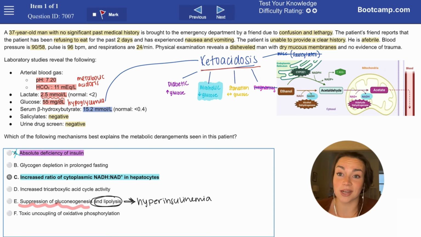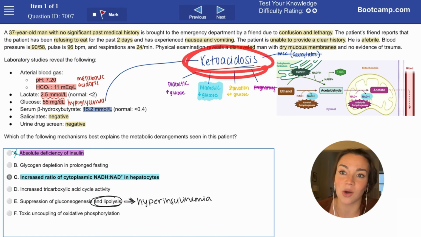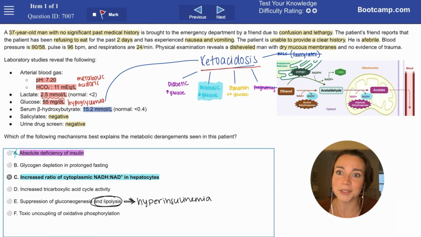Suppression of gluconeogenesis, indeed, we do see in alcoholic ketoacidosis. But lipolysis is increased in alcoholic ketoacidosis because of counter-regulatory activation like catecholamines and glucagon. In hyperinsulinemia, we see suppression of both gluconeogenesis and lipolysis. And so while we would see hypoglycemia in hyperinsulinemia, we would not see ketoacidosis. Insulin typically prevents ketoacidosis by inhibiting lipolysis and ketogenesis. That's why you see ketoacidosis in a deficiency of insulin, in diabetic ketoacidosis.